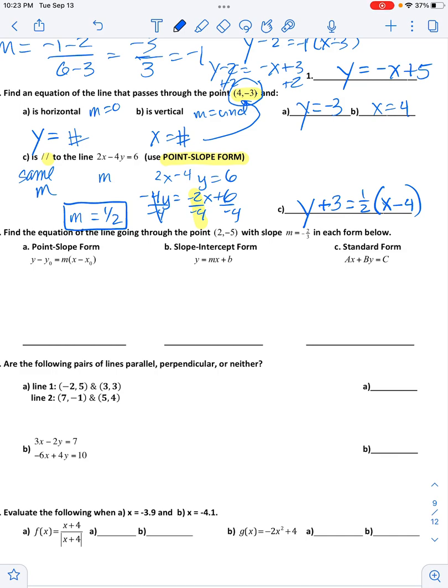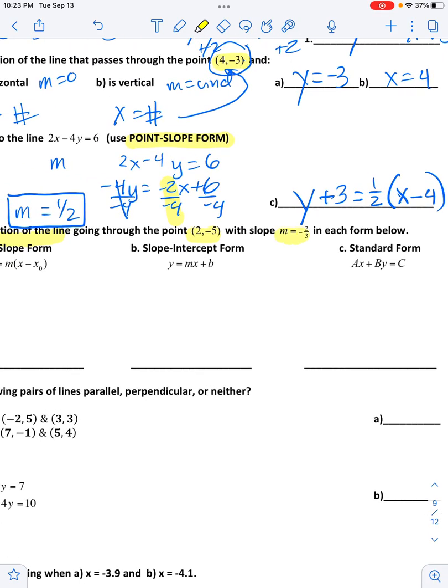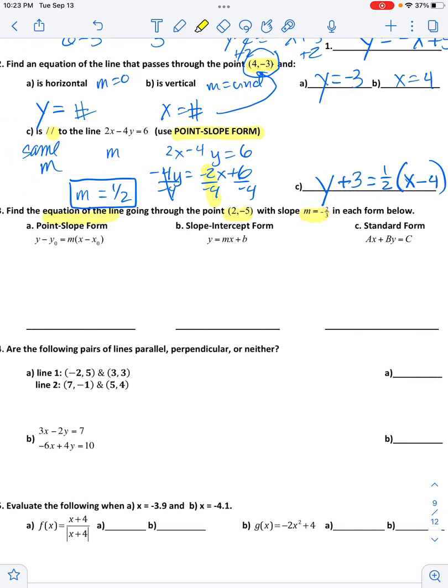Okay, what does it tell me to do next? Read the instructions. Equation of the line going through this point with a slope of -2/3 in each form. Okay, once you get the first form, then you move from one form to the next. You don't keep coming back to the original information. So point slope form, and the actual equations are written right here for you. So if you don't know them, kind of get to know them.